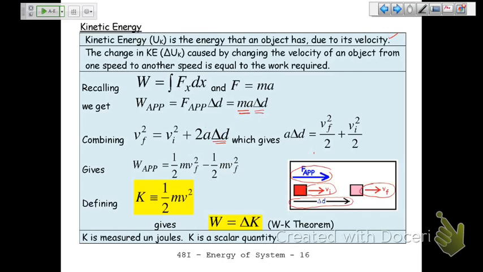And then we say, well, A delta D, let's get that together. Well, A delta D, if we take this 2 to the other side, is a half Vf squared plus a half Vi squared. So just substitute it in. So we're going to say, okay, well, work applied is equal to M times a half Vf squared minus M times a half Vi squared.